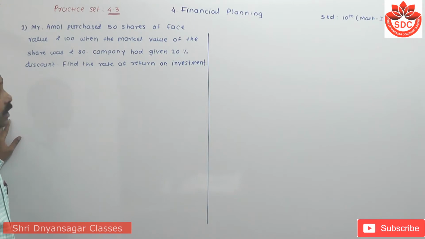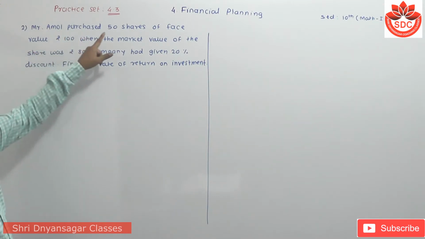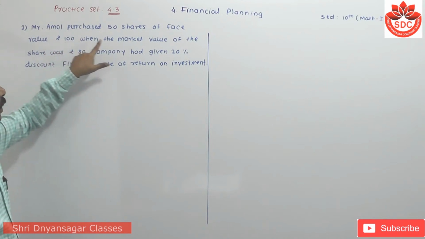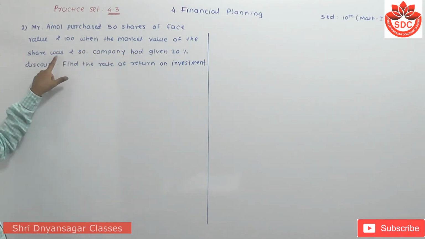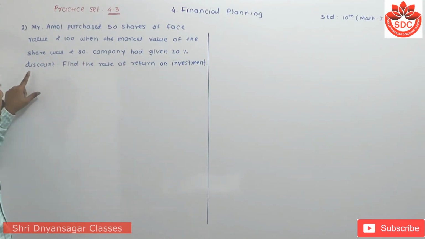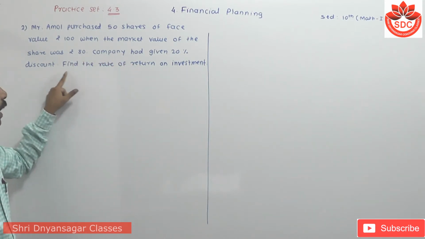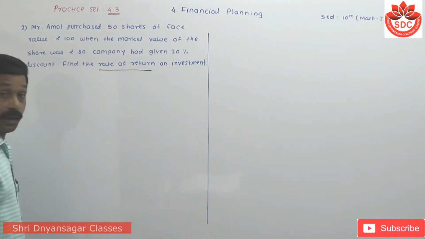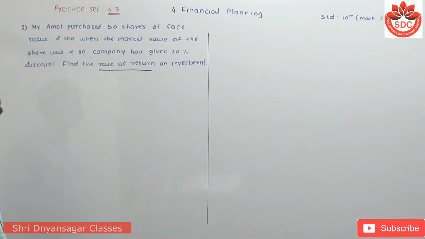Let's see the question number 2. Mr. Amol purchased 50 shares of face value rupees 100 when the market value of the share was 80 rupees. Company had given 20% dividend. Find the rate of return. Student, here we have to find ROR. At that time, the number of shares is immaterial. Look carefully, the number of shares is immaterial.